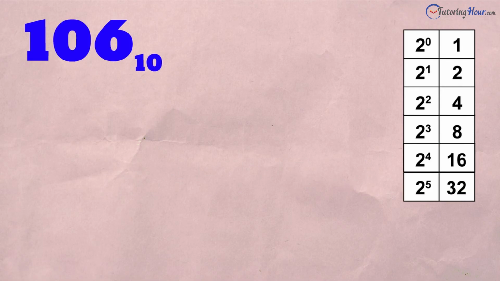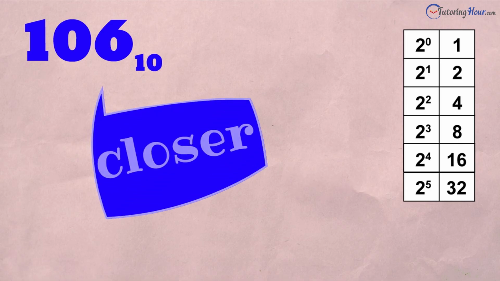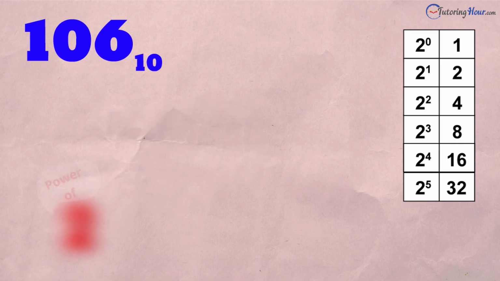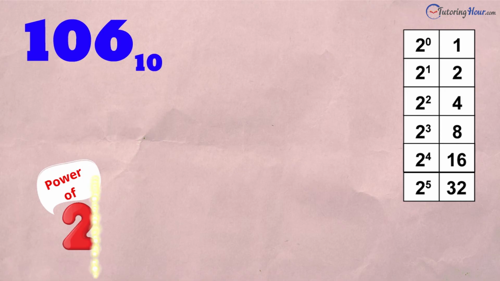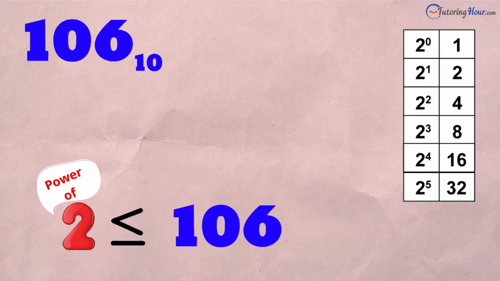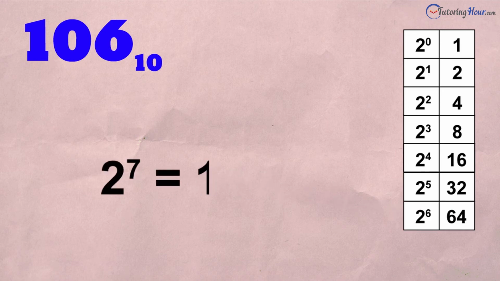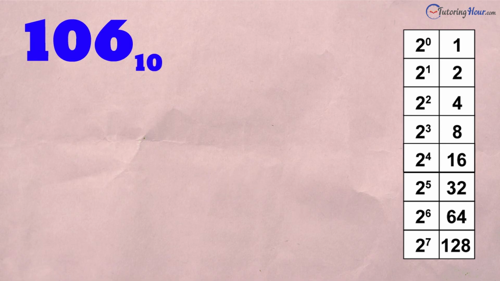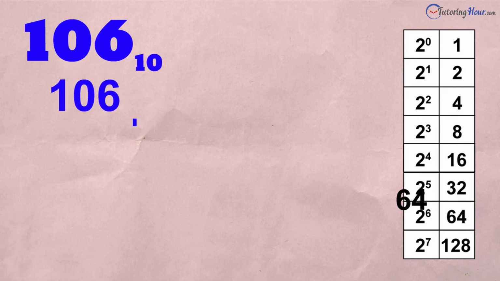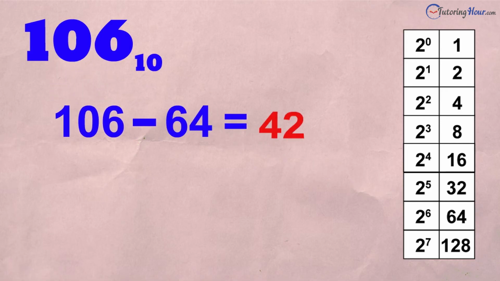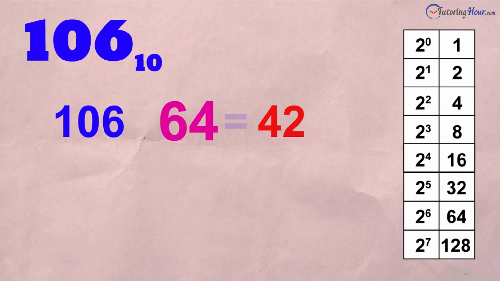We'll add a few more until we get a little closer to the number 106. But we need to make sure the number is less than or equal to the given number. 2 to the sixth is 64. 2 to the seventh is 128. Now that exceeds our number. We'll go with 2 to the sixth, which is 64. 106 minus 64 gives us 42. So 106 can be decomposed as 64 plus 42.